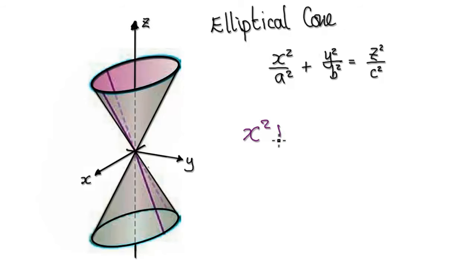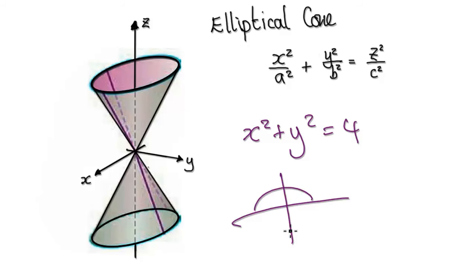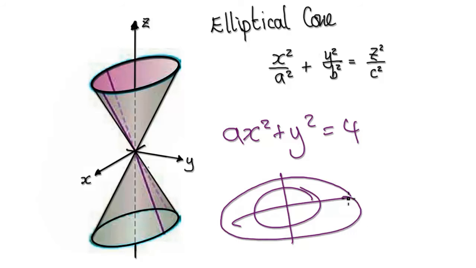If I give you something like this, then immediately you will know that this is going to be a circle. I need you to know this. And if you have a constant in front of it, it might give you an ellipse. I need you to be able to recognize that.